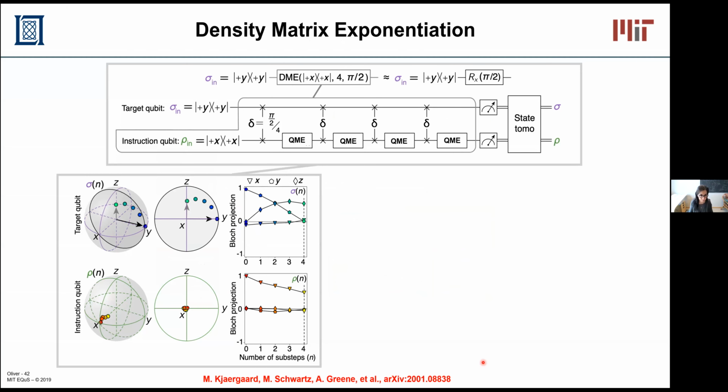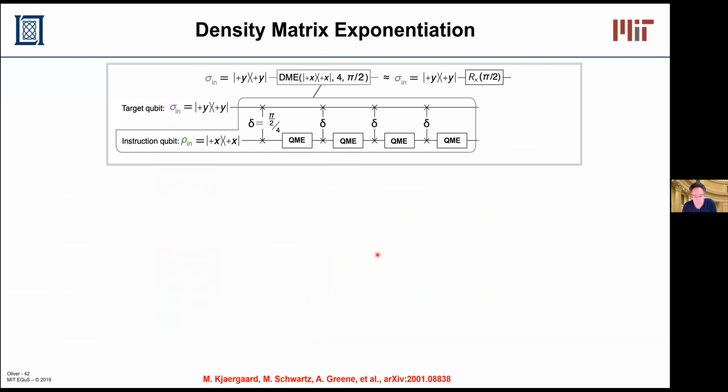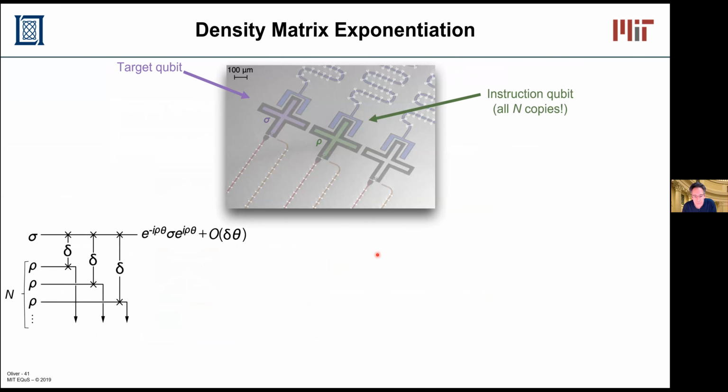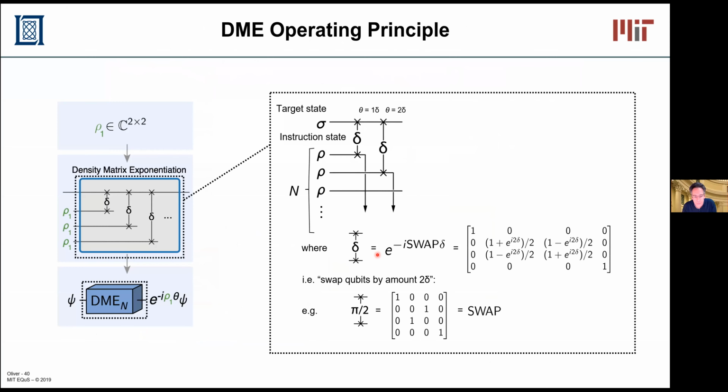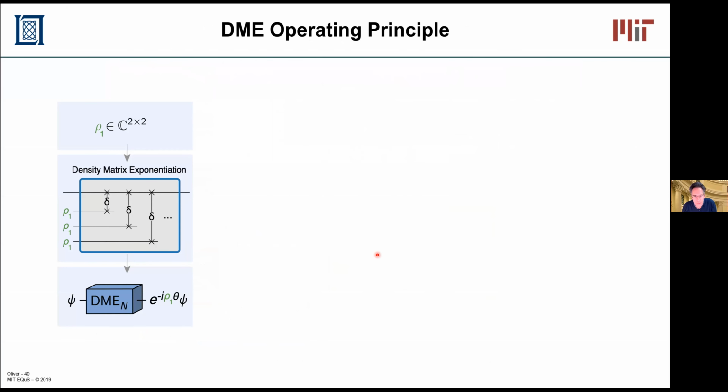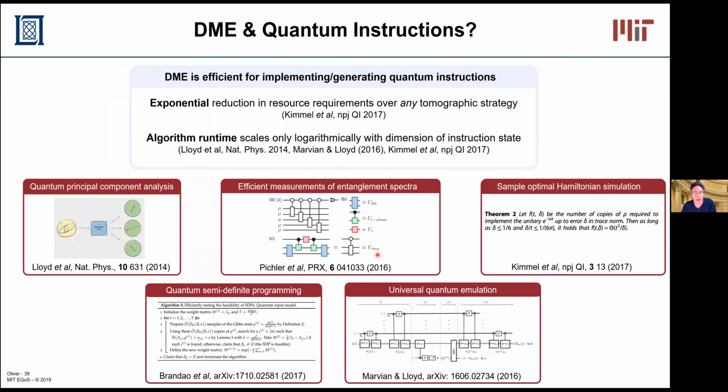Okay, good. So the idea is that if you want to do a rotation of state sigma around some arbitrary state rho, where rho is the quantum instruction, right? And so you can think about that in the following way.